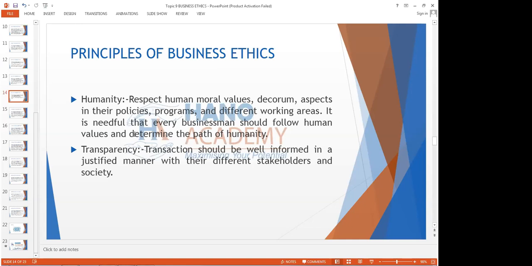We have the question of transparency. Transparency, a very important concept, being transparent. So the transactions that you carry out should be well informed, in a justified manner, with the different stakeholders in society. So you need to be clear. You need to be transparent. Transparency is about doing things in the open. You don't hide certain issues, certain things. You be open. No hiding.